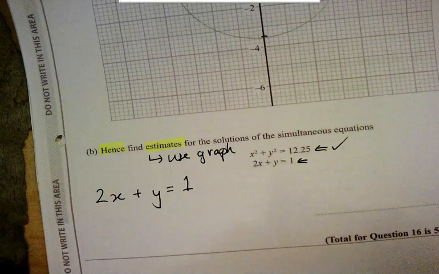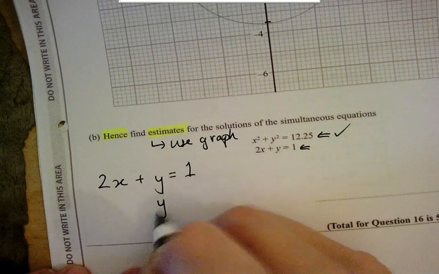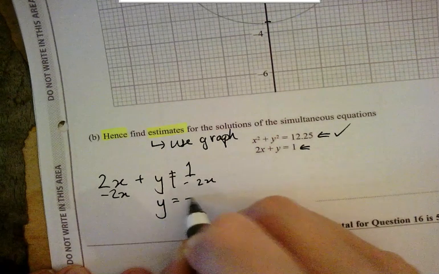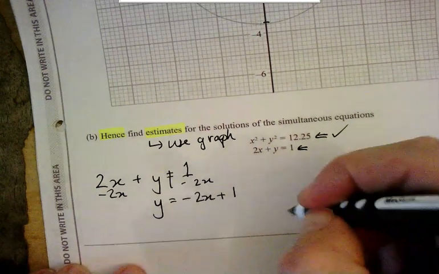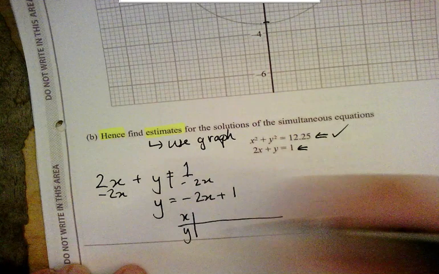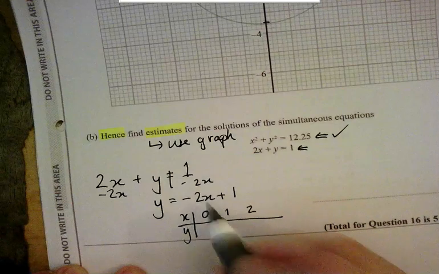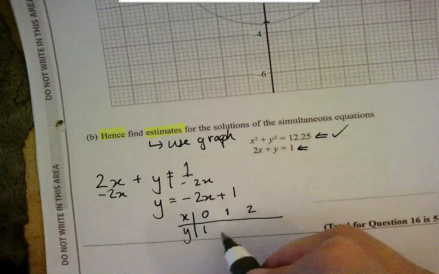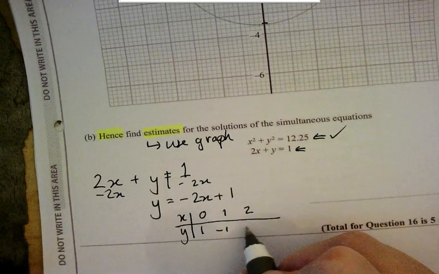There's a few options for this. I could rearrange to make y the subject. Let's go with that. So it would be y equals, subtracting 2x, subtracting 2x. I'm going to write the negative 2x first. It's in the form mx plus c. And then I'm going to do a table of values. x, y, I'll just do 3 values. So 0: negative 2 lots of 0 plus 1 is 1. 1: negative 2 lots of 1 plus 1 is negative 1. 2: negative 2 lots of 2 plus 1 is negative 3.